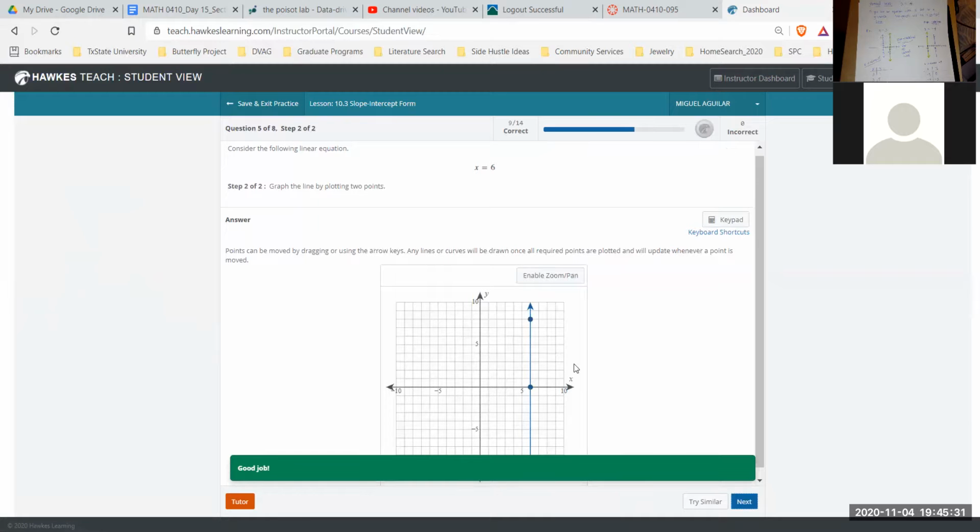The only thing that has to be true for this line is that these points have to have x equal to 6. So this first point is at 6, 0, and that checks out because x is equal to 6. And this point right here is at 6, 5, 6, 7, 8, yeah. And that one checks out because that one has an x value of 6.